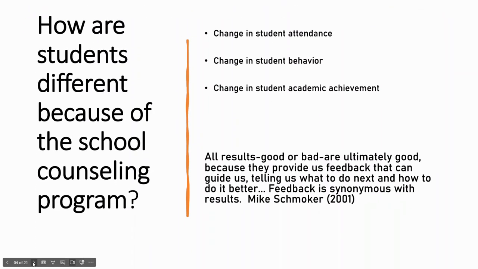You always want to ask the question, how are students different because of the school counseling program? You need to look for changes in student attendance, behavior, and academic achievement, and this should be reflected in your annual outcome goal, right? And Mike Smoker talks a lot about how all results are good, whether they are what you wanted them to be or not. You need to make sure and share those because you can learn from all results, good or bad. So don't think that just because you did something that maybe wasn't as successful as you wanted it to be, you shouldn't report that.